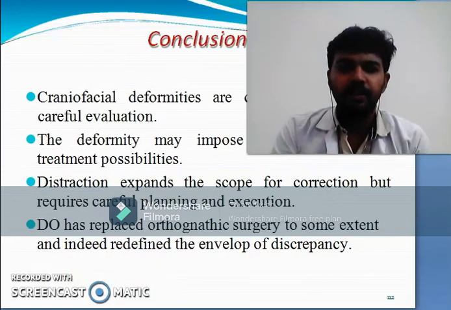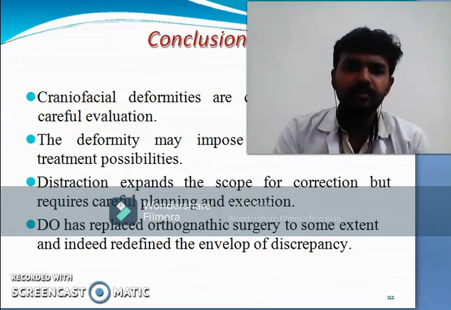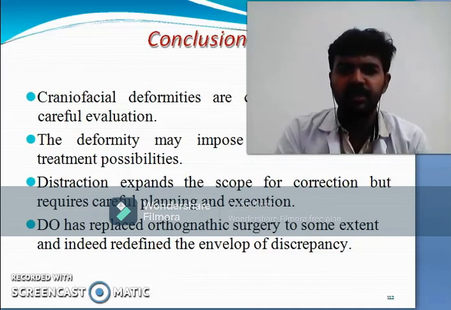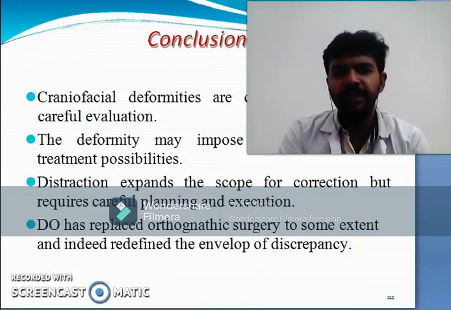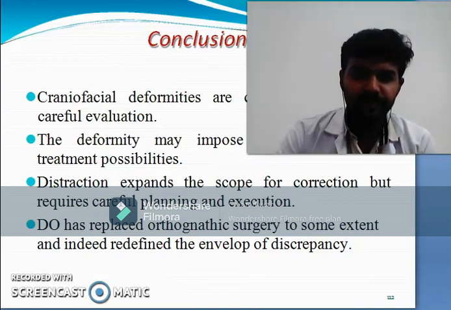The craniofacial deformities are complex and require careful examination. The deformity may impose limitations on the treatment possibilities. Distraction expands the scope for correction but requires careful planning and execution. Distraction osteogenesis has replaced orthognathic surgery to some extent and indeed redefined the envelope of discrepancy. Thank you.